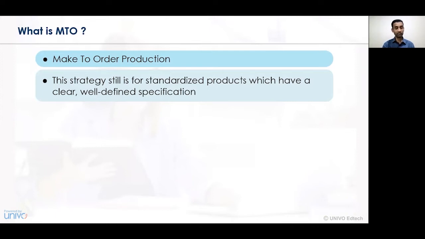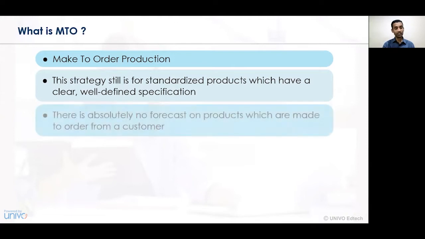Based on that identification, we need to identify in what way the raw material needs to be procured and how the production activity needs to be undertaken. So, make to order production specifically focuses on a defined series of activities for creating a qualitative product. There is absolutely no forecast on products which are made to order for a customer. So whenever we are manufacturing a particular product, there is no forecast with respect to what quality, quantity and potency of the product needs to be prepared.